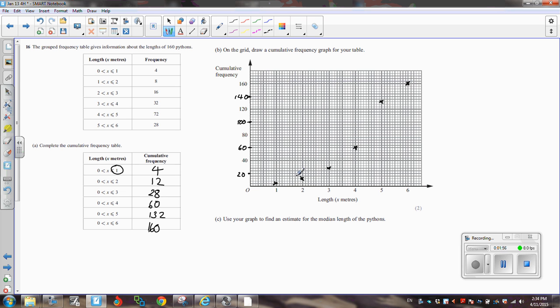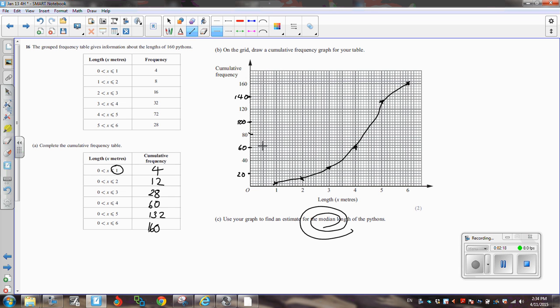Okay, now you can either join these up with straight lines or curves, so I'm going to use a curve, which just goes up, something like that. Okay, and the question says find the median length of the pythons. Well, if we've got 160 pythons, the median is going to be in the middle of 160, which is here at 80. So draw a straight line across.